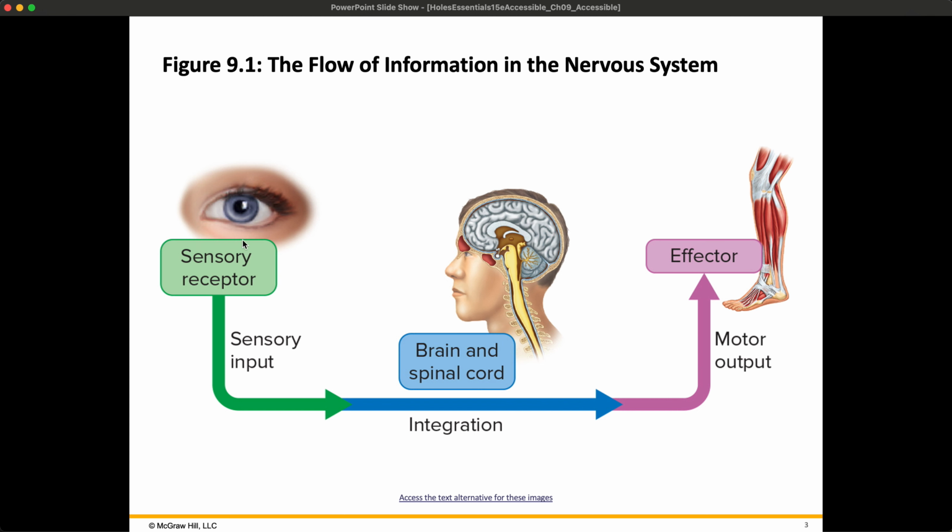So here you go. You have that sensory input, the brain and spinal cord, the central nervous system, integrating that, deciding what type of change needs to be made, if any, and then the motor effector output. So maybe in this case you see something coming and your effector output is to jump out of the way.